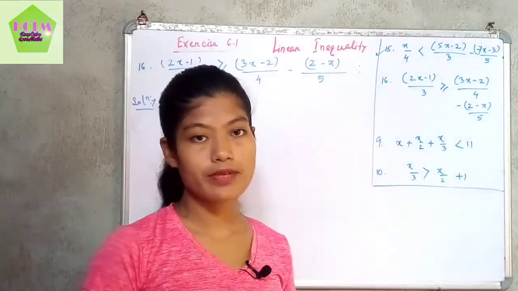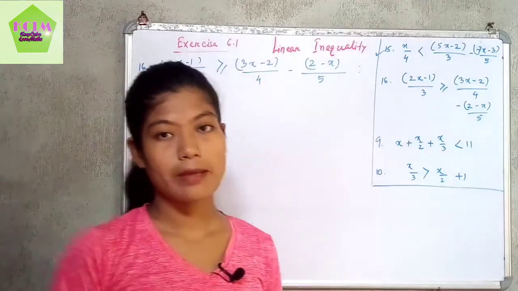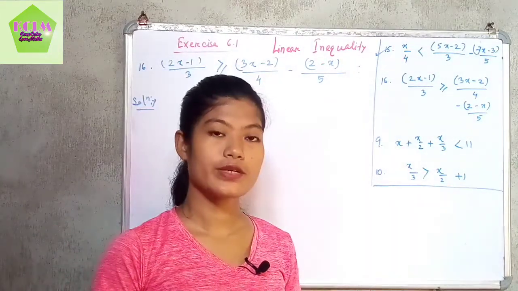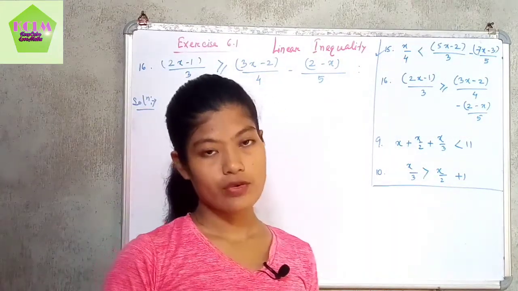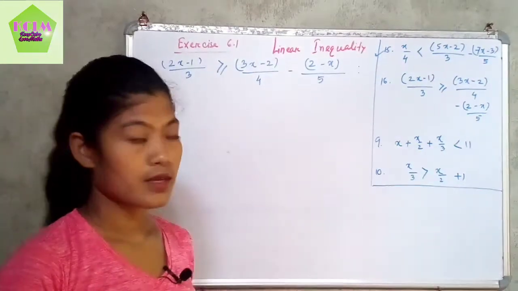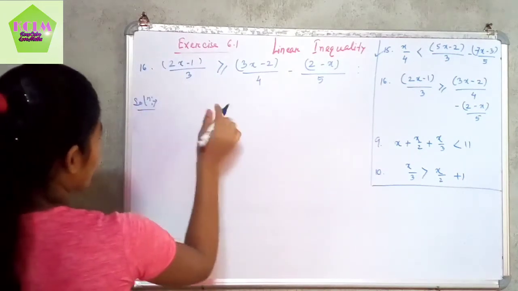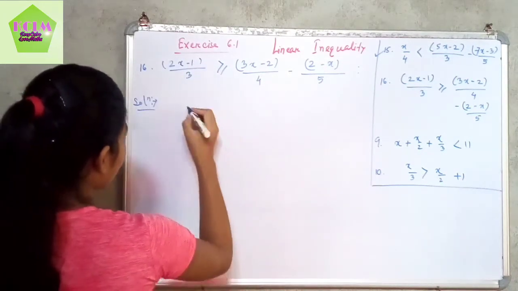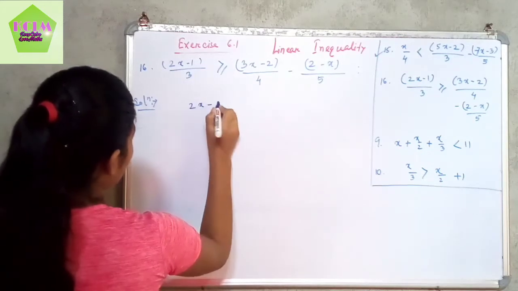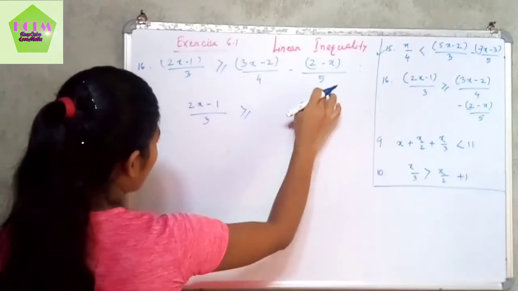Question numbers 14, 15, 16, 19, all these are the same, because we have applied only the rules of linear inequalities to solve the value of x, that is, to get the solution. So these are very basic. In the same way, proceeding to the next question, that is question number 16, twice x minus 1 divided by 3 is greater than this part.